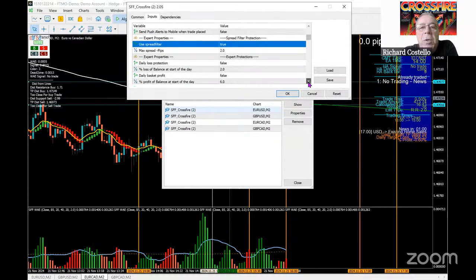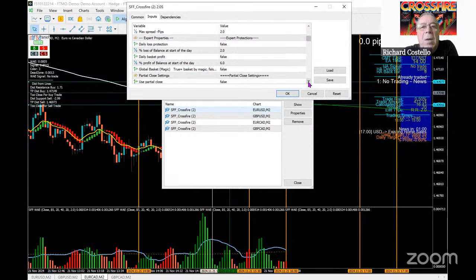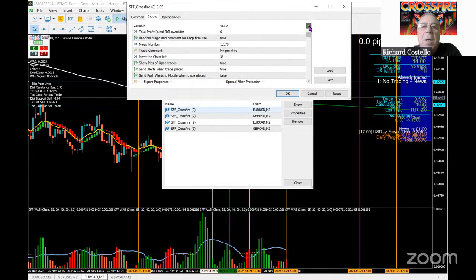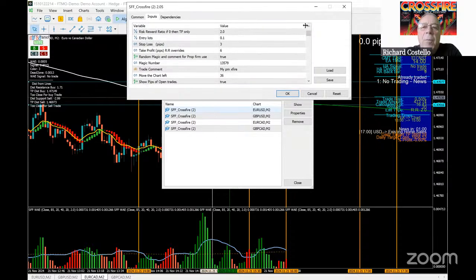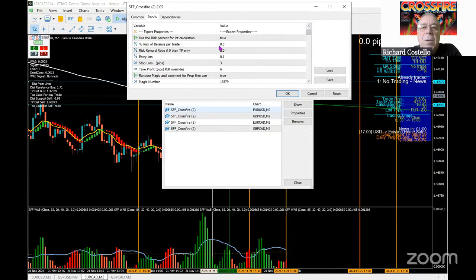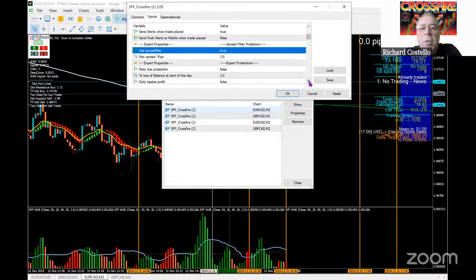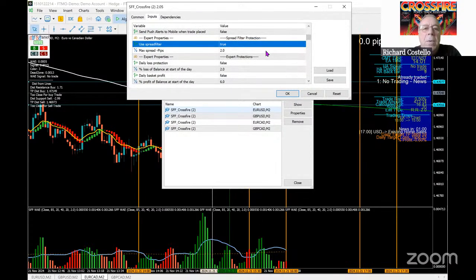The expert protections, this is particularly useful if you trade in crossfire, because remember, in the afternoon session we trade 4 pairs. So if on one pair you're risking 0.5%, so there's my 0.5% risk, if you're trading 4 pairs at the same time, then your risk increases to 2%.